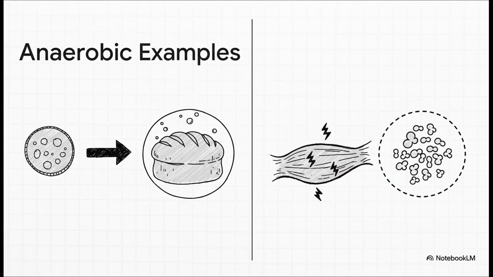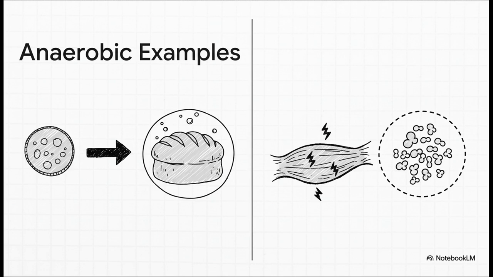We can see some very interesting examples of this process. In tiny organisms like yeast, this process is called fermentation. The yeast breaks down glucose into ethanol and carbon dioxide. This is actually how bread dough rises. A more familiar example is in our own muscle cells. When you do very heavy exercise like sprinting, your muscles need energy so fast that they start respiring anaerobically. This produces something called lactic acid, and it's this lactic acid buildup that causes that muscle ache or cramp you feel sometimes.